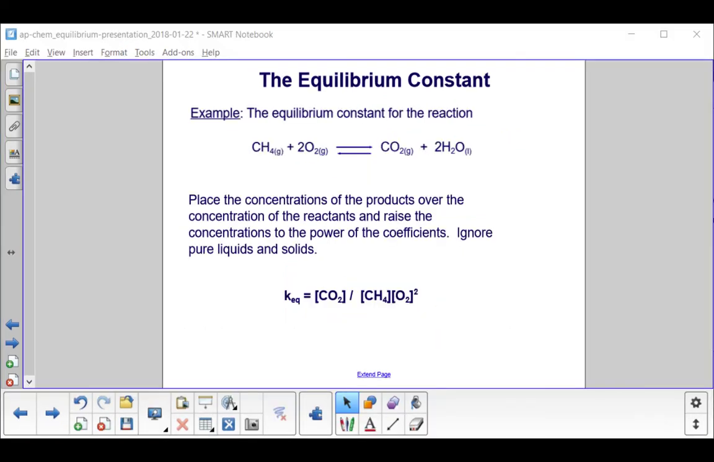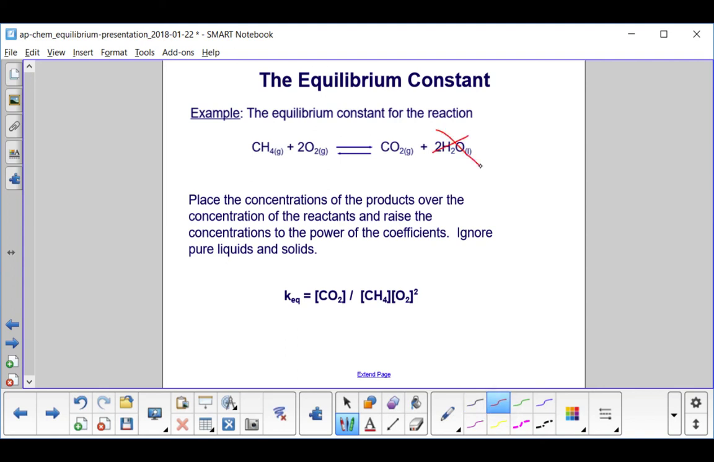Okay, so let's look at this example for writing the equilibrium constant for the reaction CH4 gas plus 2O2 gas produces CO2 gas plus water as a liquid. So the equilibrium constant, KEQ, is the concentration of the products over the concentration of the reactants raised to the power of the coefficients. And our equilibrium constants never include pure liquids and solids. So that's why we don't see water here in our equilibrium expression at all.